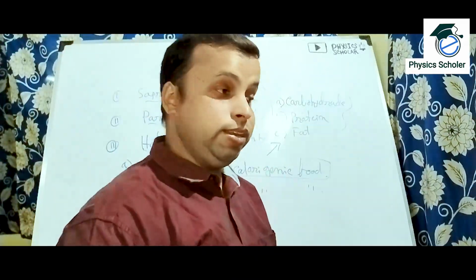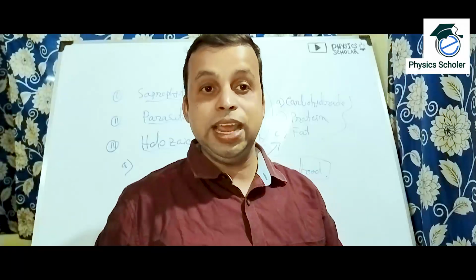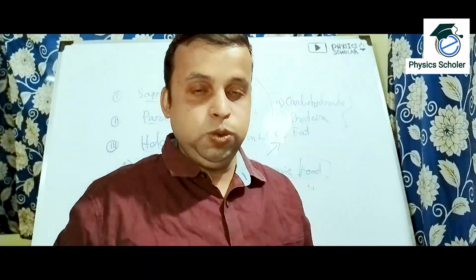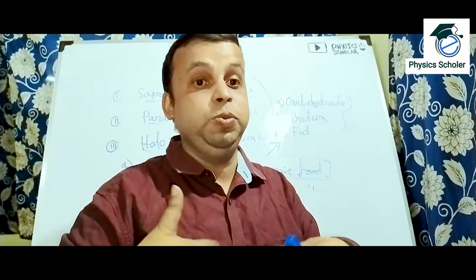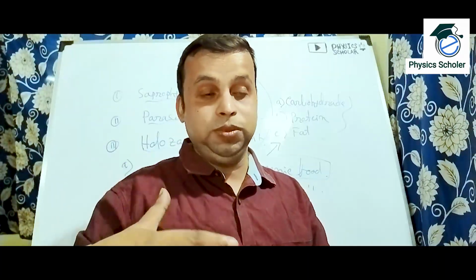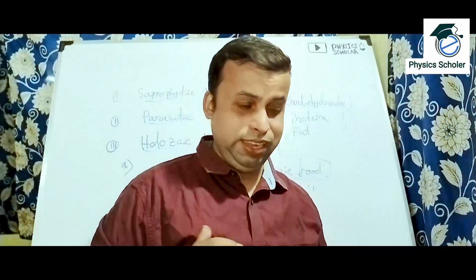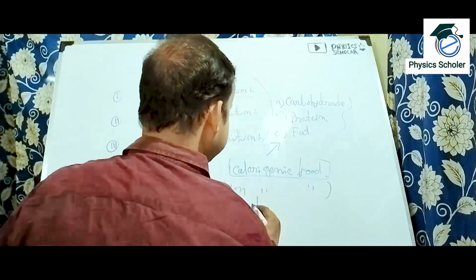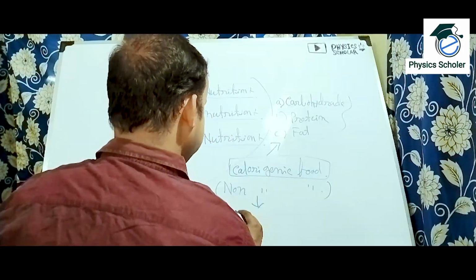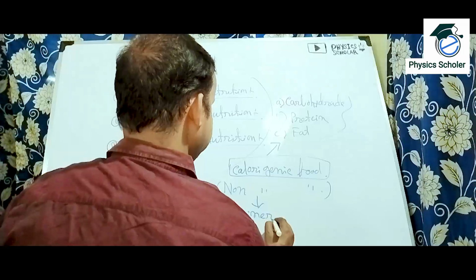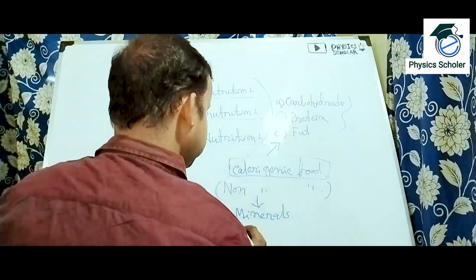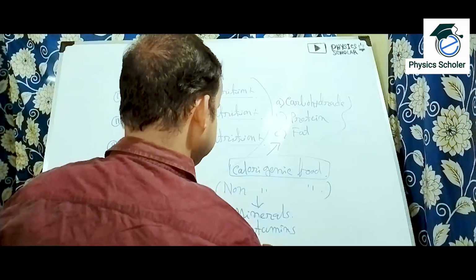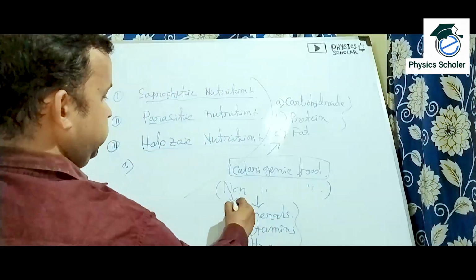And non-calorigenic food means the foods from which we cannot get any calories or energy, but it is required. Why is it required? To build our body structure, to protect our body, to build up our immunity, to protect our body from the different types of antigens or microorganisms. So what are they? Minerals, vitamins, and water. These three are non-calorigenic food.